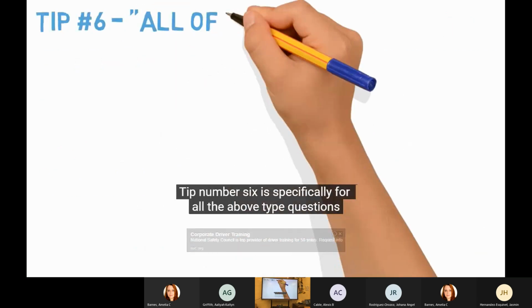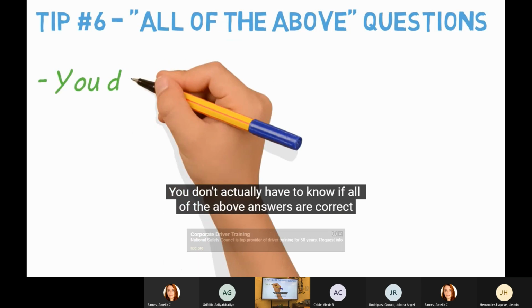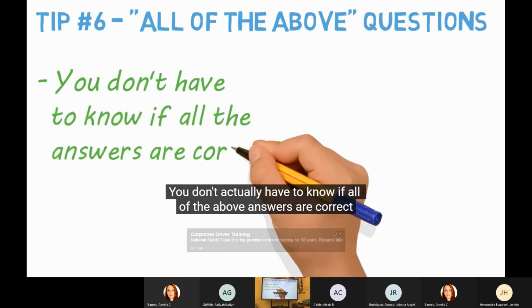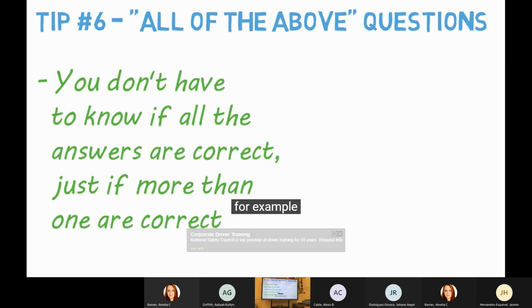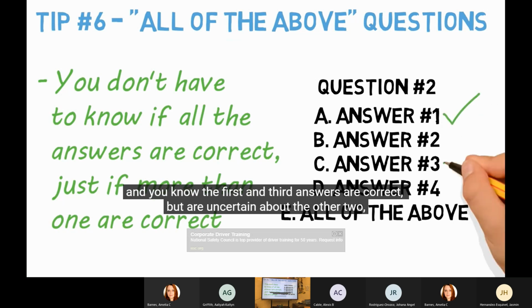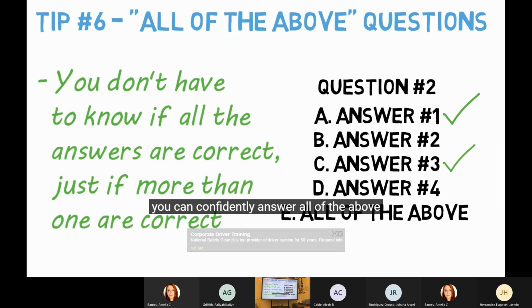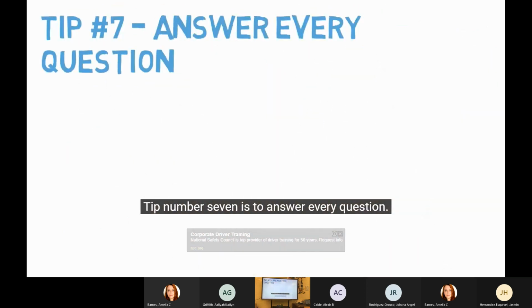Tip number 6 is specifically for all of the above type questions. You don't actually have to know if all of the above answers are correct. You just need to know if more than one are correct. For example, if the question has 5 possible answers, the last of which is all of the above, and you know the first and third answers are correct, but are uncertain about the other 2, you can confidently answer all of the above.